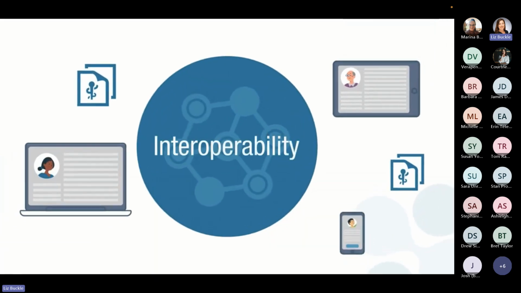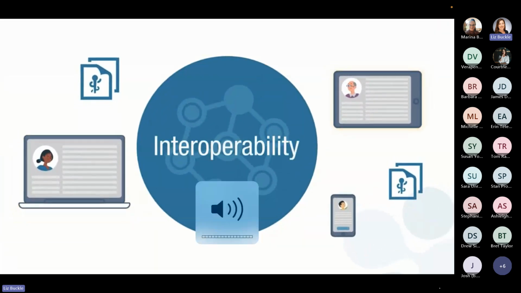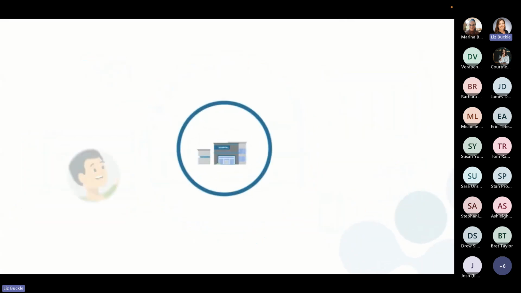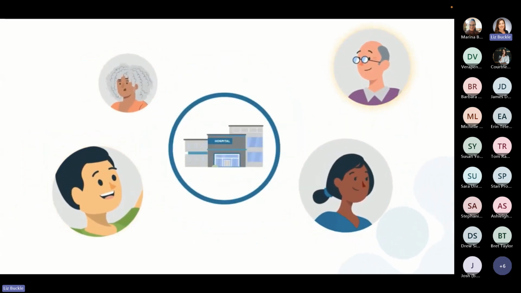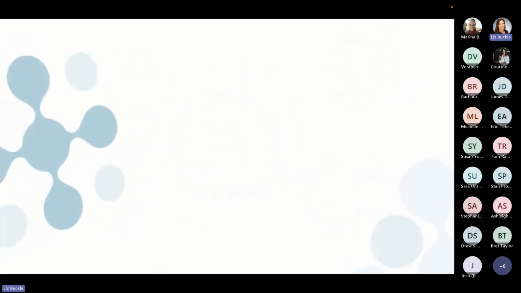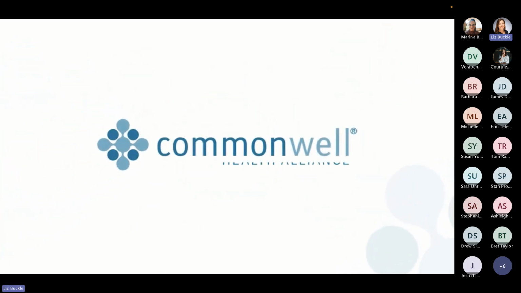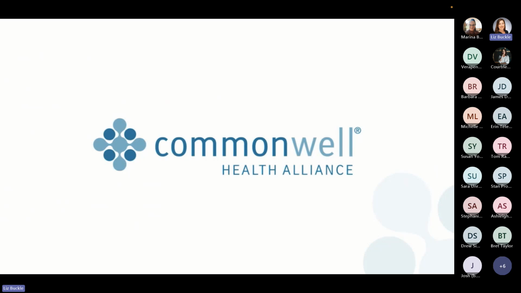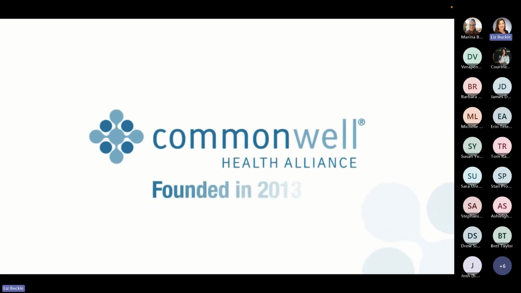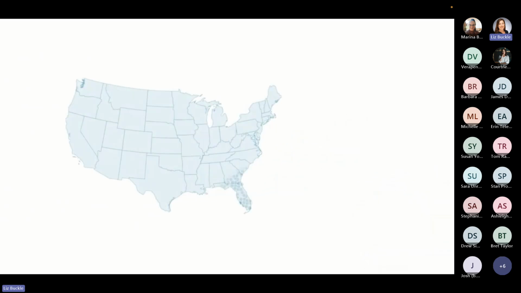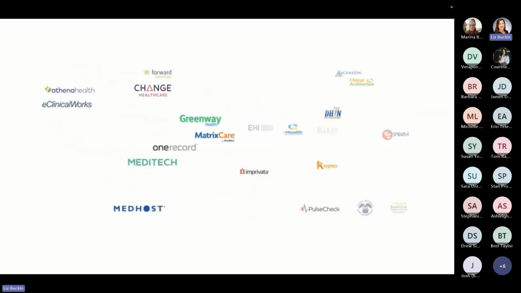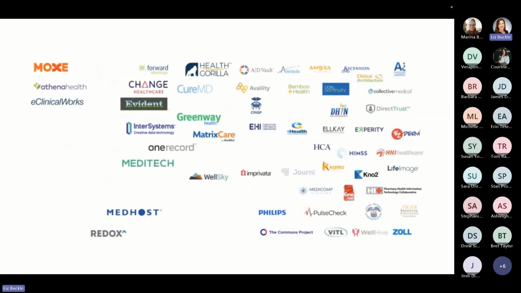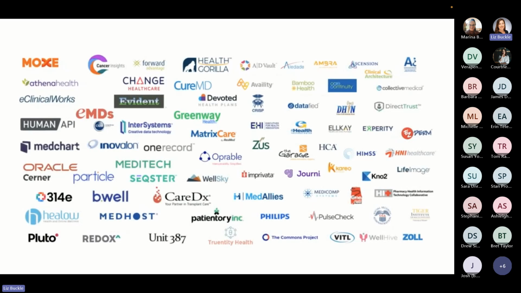Interoperability, the ability of computer systems to exchange and make use of information, is critical to improving healthcare quality and the reason CommonWell Health Alliance exists. CommonWell believes that health data should be available to individuals and caregivers regardless of where care occurs. Founded in 2013 and now comprised of a robust and growing membership, CommonWell is a national vendor-neutral trade alliance that has built a nationwide health data exchange network.